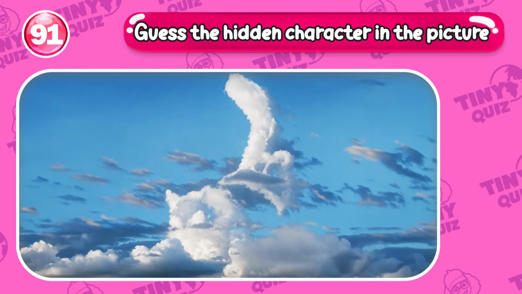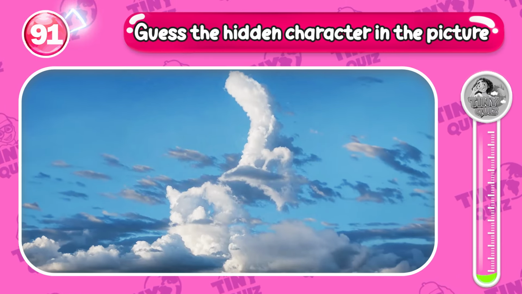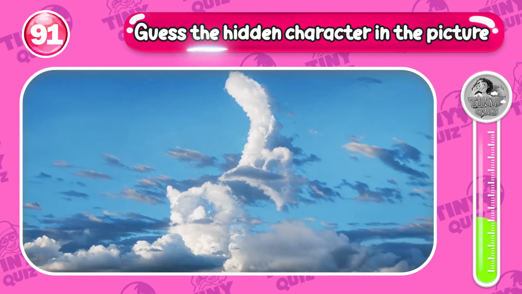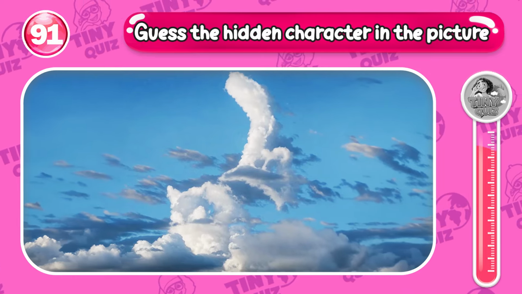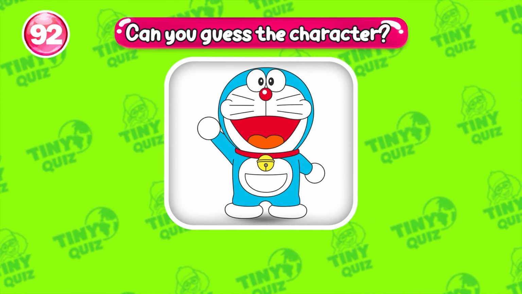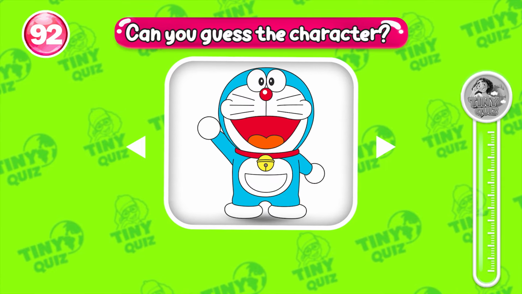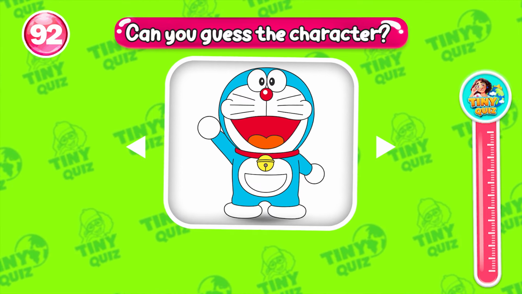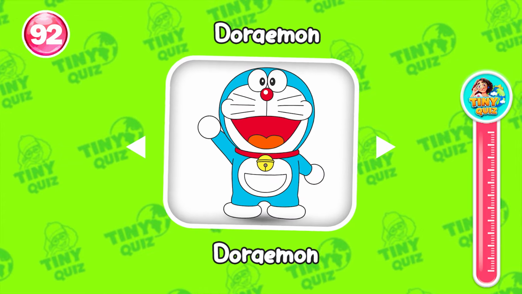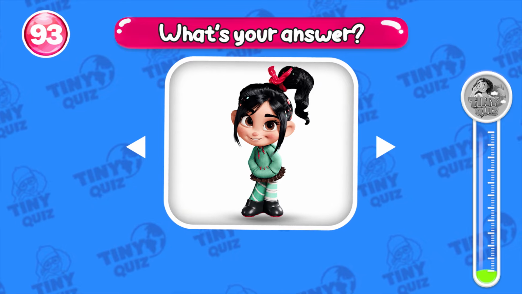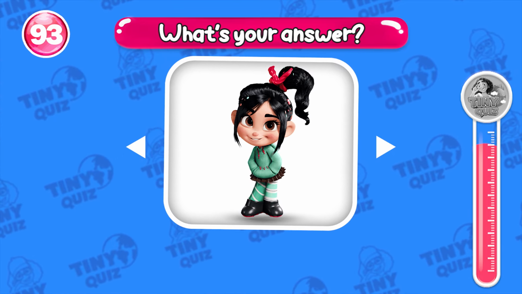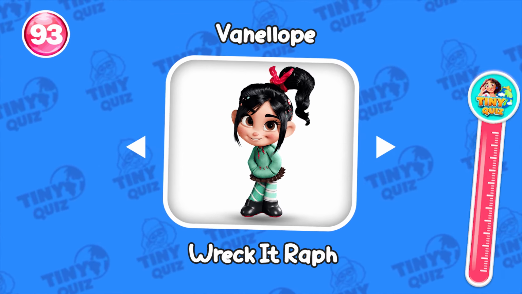Question 91. Guess the hidden character in the picture. Spider-Man from Spider-Man Into the Spider-Verse. Question 92. Can you guess the character? Doraemon from Doraemon! Question 93. What's your answer? Penelope from Wreck-It Ralph!